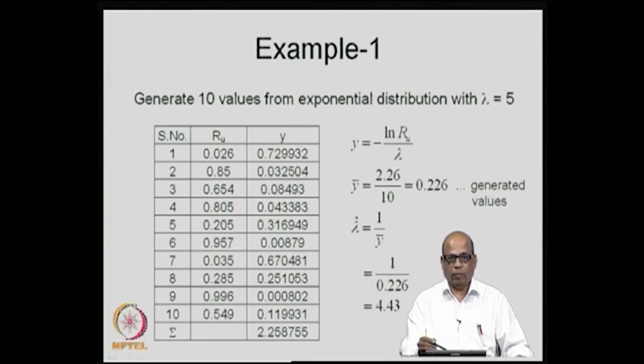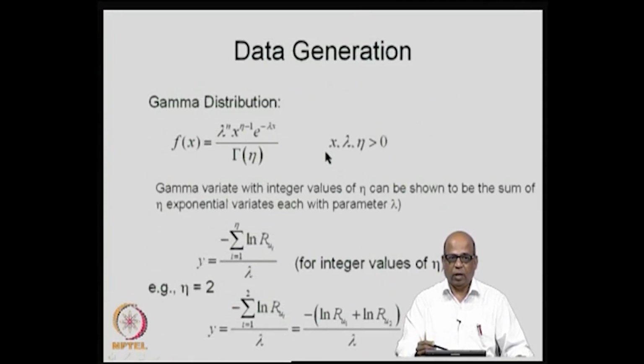If eta is equal to 2, for example, you generate 2 uniformly distributed random numbers and then sum the exponential variates to obtain the gamma variate. That is the idea here. So, for eta equal to 2, which is an integer number, you get y, the gamma variate in this case, as minus log ru1 plus log ru2, divided by lambda. So, you need two uniformly distributed random numbers to get one gamma variate, one data point belonging to the gamma distribution with eta equal to 2.